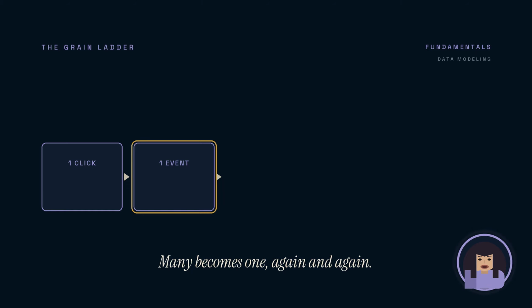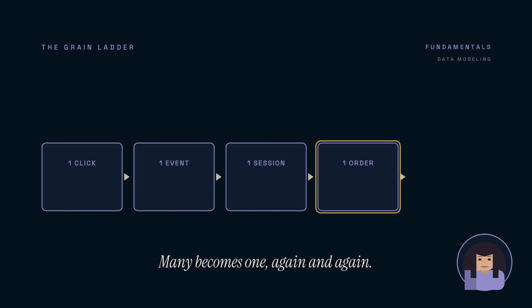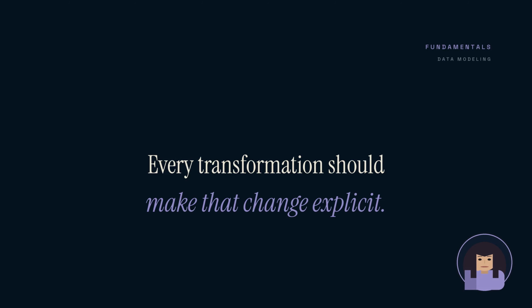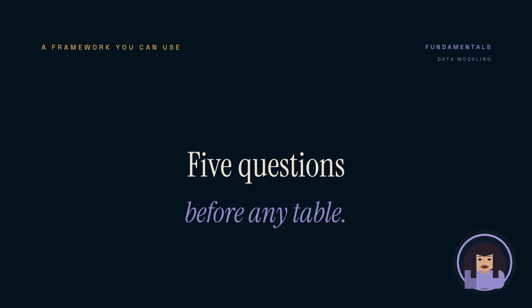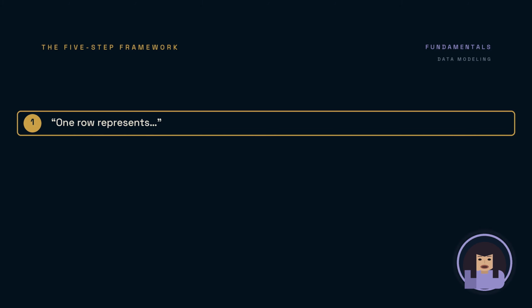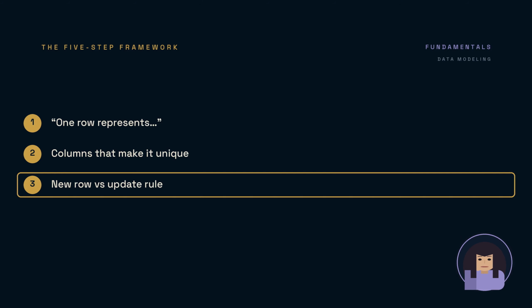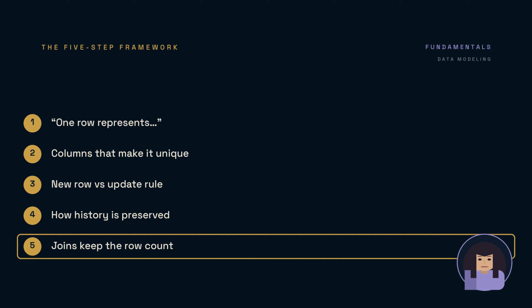Here is a simple framework you can use before designing any table. First, complete this sentence: one row represents. Second, identify the columns that make that row unique. Third, define when a new row is created and when an existing row is updated. Fourth, decide how history should be preserved. Fifth, test whether your joins keep the intended row count.